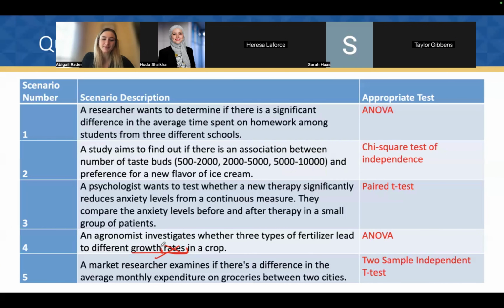So if this meant a rate in terms of the way a lot of people use the word rate, as a proportion, then it would be chi-square. But yeah, you wouldn't see rates on the test. That's a good question.